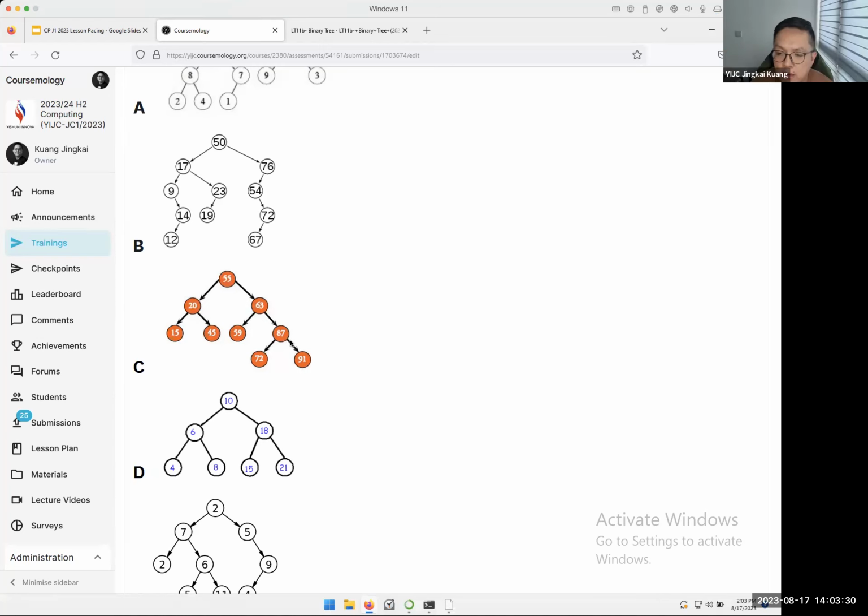When you look at 63, everything on the left hand side, there's only 59. But everything on the right hand side, which is 87, 72, 91, these are all bigger than 63, so it's okay. So don't look at each node one at a time. Look at the whole subtree of it, the right hand side of the whole subtree.